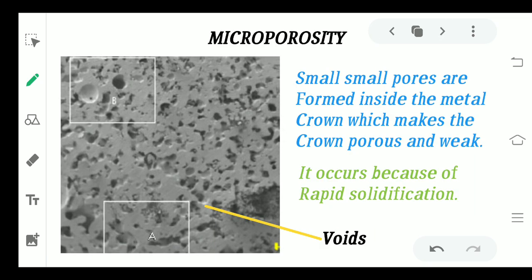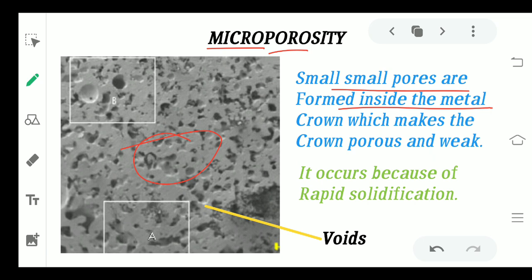Moving to the next one, that is microporosity. As the name microporosity itself defines, micro means small and poro means pore. So it is saying that there will be very small pores or void kind of structure. You can see in the figure as well, these are the small voids or small pores which occur on the surface of the crown at the time of investing. So whenever small pores are formed inside the metal or on the surface of the metal of the crown, it is said to be microporosity.